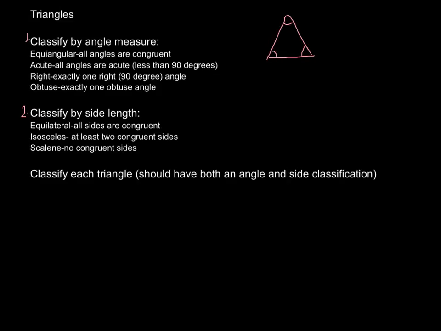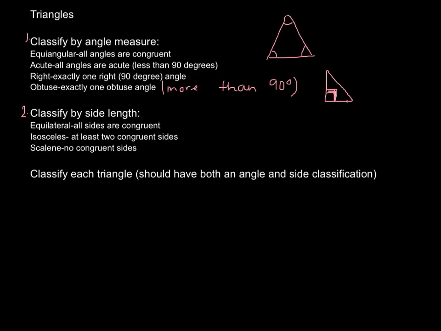Then we have a right triangle, where there's exactly one right angle. It will show you it is right by doing that, and then it will just connect. Then we have an obtuse triangle, where one angle is obtuse. Obtuse means more than 90 degrees. So if it looks bigger than this, then it could be an obtuse angle.